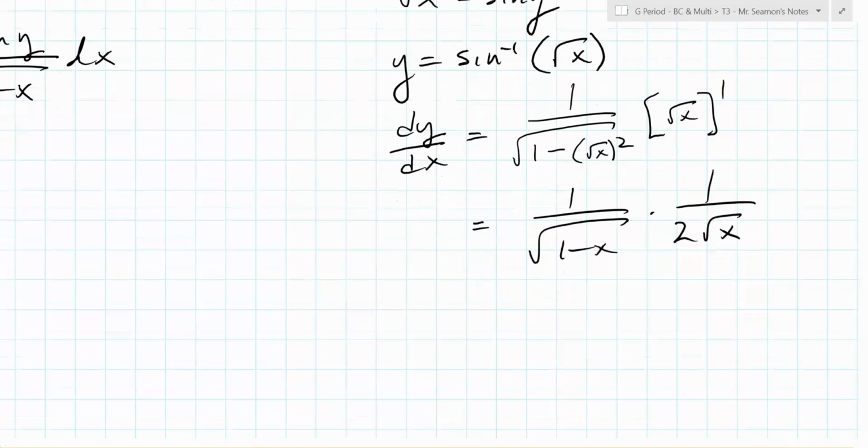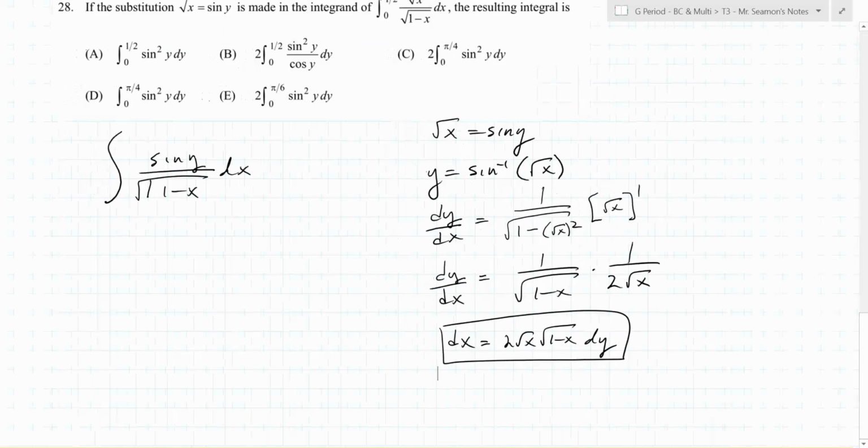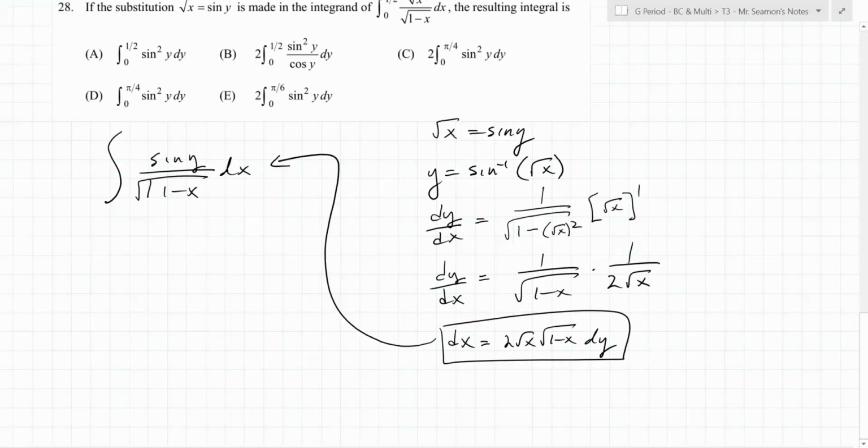What can we isolate now? We have dy dx. What can you isolate? dx. What's dx going to be? dx is just going to be 2 root x root 1 minus x dy. Where can you plug this in now? Right here. And what do you end up with? Sine of y over the square root of 1 minus x, times this, 2 root x root 1 minus x dy. What cancels? Root 1 minus x.